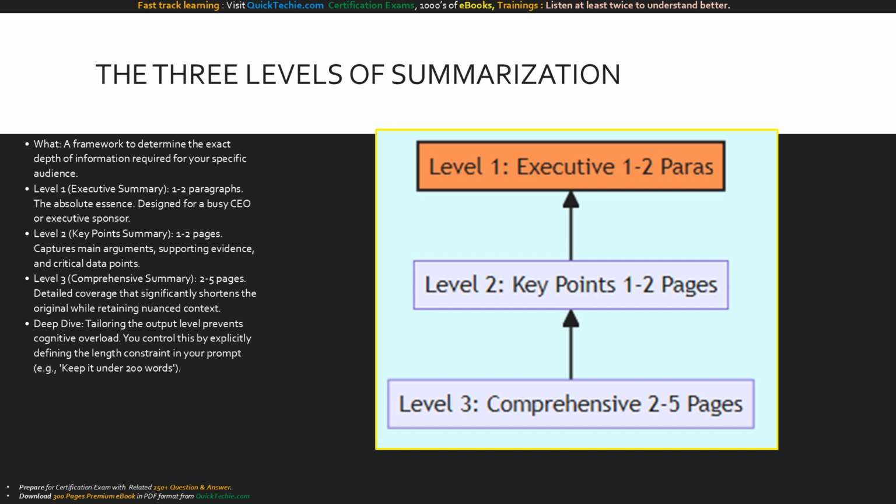This pyramid perfectly visualizes our summarization hierarchy. At the wide base, we have the Level 3 comprehensive summary, capturing the most detail. Moving up, the information is distilled further into Level 2 key points. Finally, at the very peak, we reach Level 1, the razor-sharp executive summary. As we move up the pyramid, the word count decreases, but the density of high-value insight reaches its maximum.